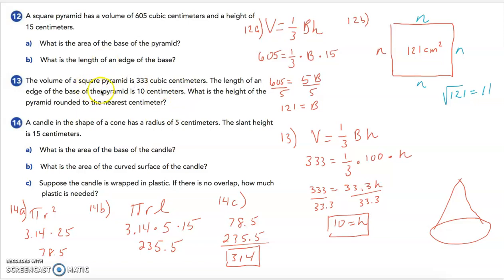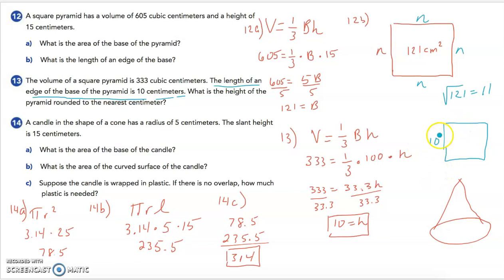For 13, the volume of a square pyramid is 333. It says the length of an edge of the base of the pyramid is 10 centimeters. What's the height of the pyramid? So here's what I have here. I have the formula for the volume, and I know the volume equals 1/3 times 100. Now, I got that 100 because it says the length of an edge of the base of the pyramid is 10 centimeters. So therefore, here's the square pyramid, the length of one of the edges is 10.